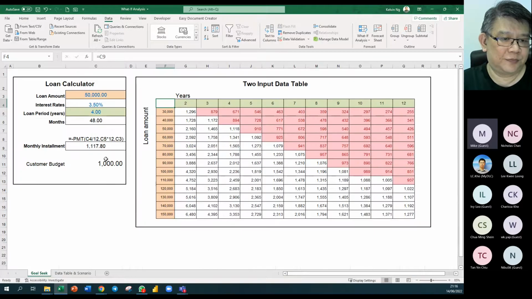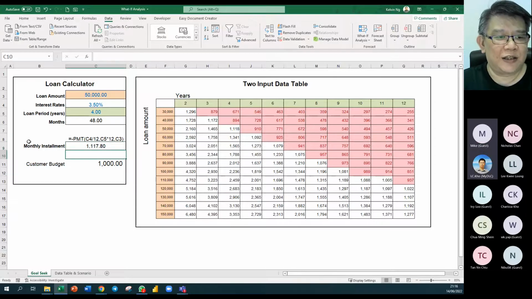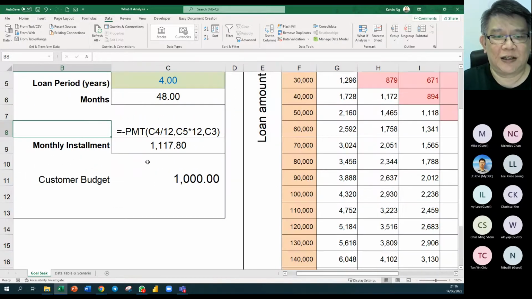Is it Excel use that one to compute for loan PMT? Is it the only formula to calculate what? Calculate the loan amortization. No, amortization, you can use the calculator method.